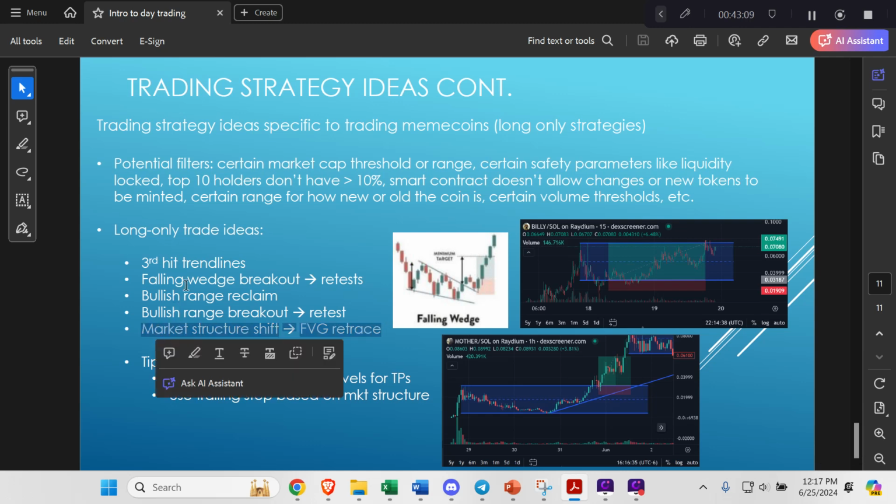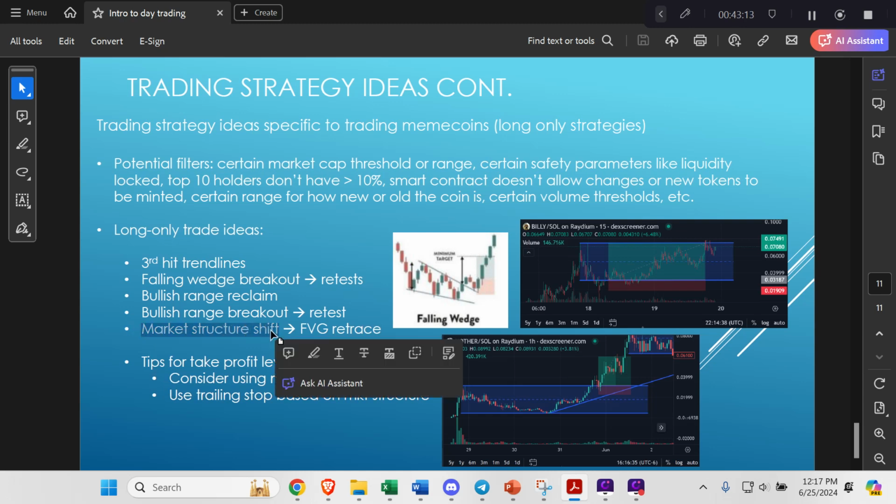You could do something like I did with that Bitcoin one, but specifically look for a recent market structure shift. So maybe you're in a downtrend and then you get that first higher high, and then look for a fair value gap retrace, assuming that it's now going to impulse to the upside. That could be a potential idea. And then just a couple other tips.